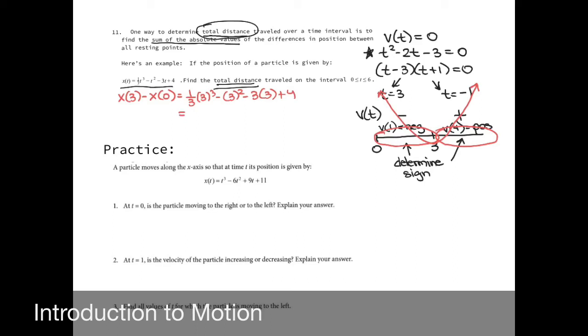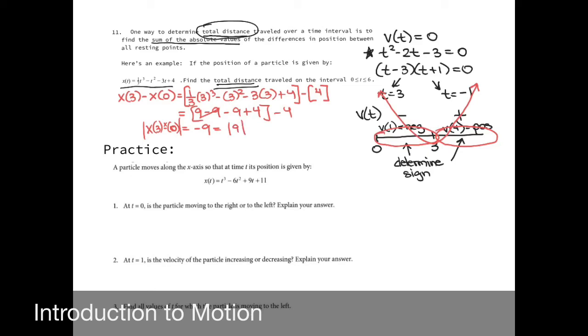And then I take that quantity and subtract it from x evaluated at 0, which I can clearly see is just 4. So 3 cubed is 27, divided by 3 is 9. 9 minus 9 plus 4, okay, and minus 4. So I end up with negative 9 plus 4 is negative 5, minus 4 is negative 9. So that would be the displacement. Now, the total distance traveled: this is x of 3 minus x of 0, and the absolute value of that would be 9.